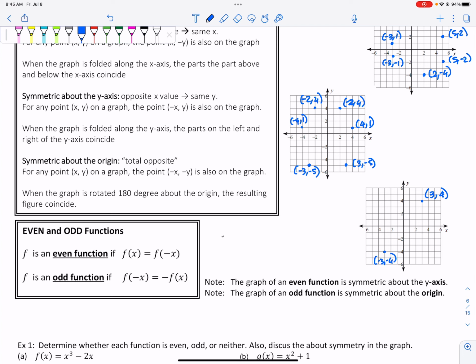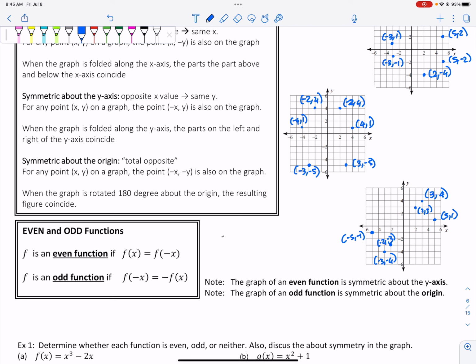If we have the point (5, 1) on the graph, we will also have the point (-5, -1) on the graph. If we were to have the point (2, 3) on the graph, we will also have the point (-2, -3) on the graph. So total opposite: positive, positive, negative, negative.